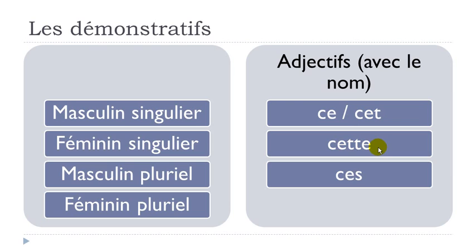All right, for the plural form, so masculine plural, it would be ces. Okay, and then feminine plural, good news, it's the same. So we've got one form here, ce, and the option cet when you've got a noun starting with a vowel after, and then cette, feminine form, and for the plural you've got only one form, okay, and it's ces. Okay, remember, ces.